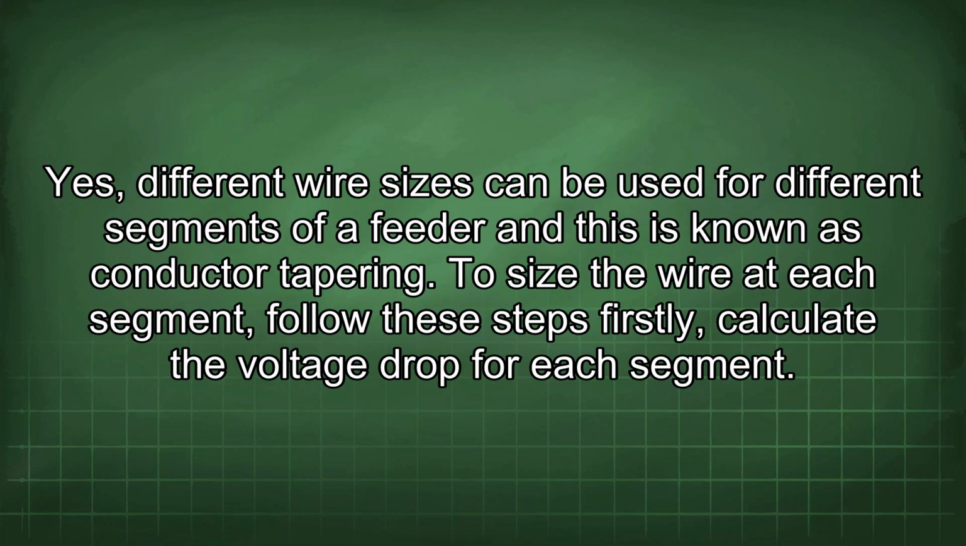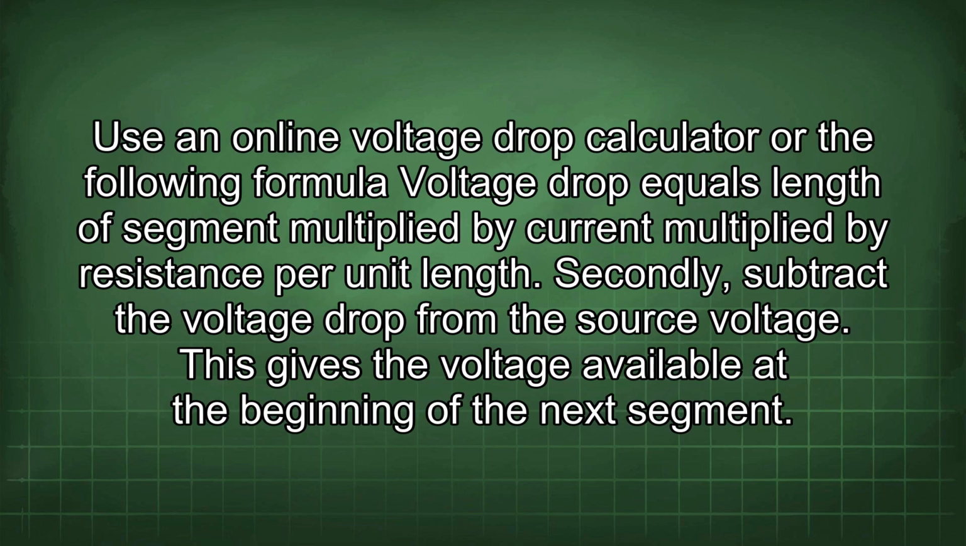Yes, different wire sizes can be used for different segments of a feeder, and this is known as conductor tapering. To size the wire at each segment, follow these steps. Firstly, calculate the voltage drop for each segment. Use an online voltage drop calculator or the following formula: voltage drop equals length of segment multiplied by current multiplied by resistance per unit length.